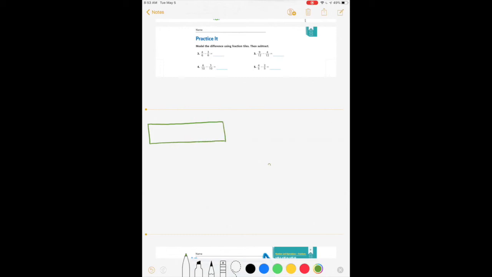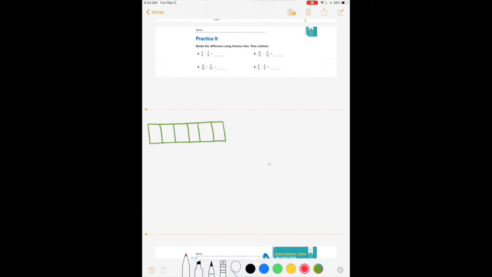If you said 6, you are right. Do you know why 6? Because our denominator is 6. And our denominator tells us how many pieces we need overall.